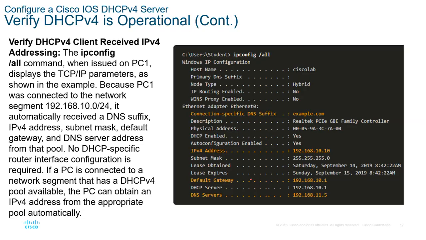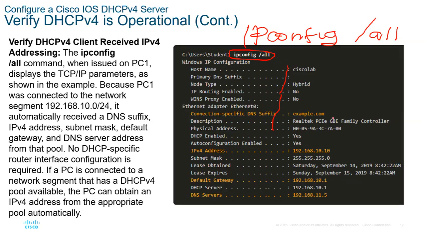Verify DHCP client received IP address. So on the other end, the end device or the client, all we need is just to run this command: ipconfig space /all. So it's ipconfig, you leave a space, / and then all. So it's the one to give all this information.